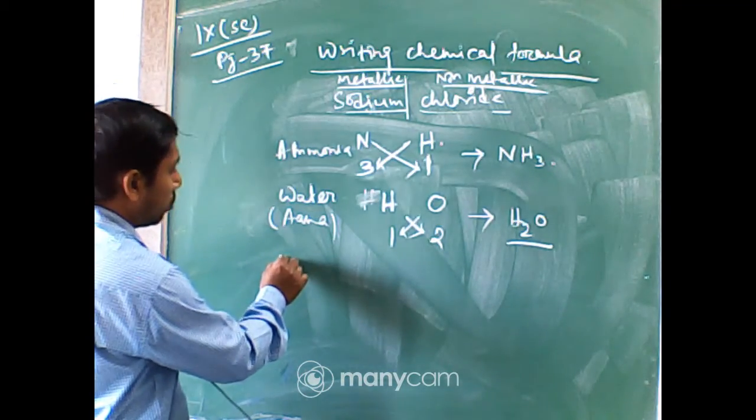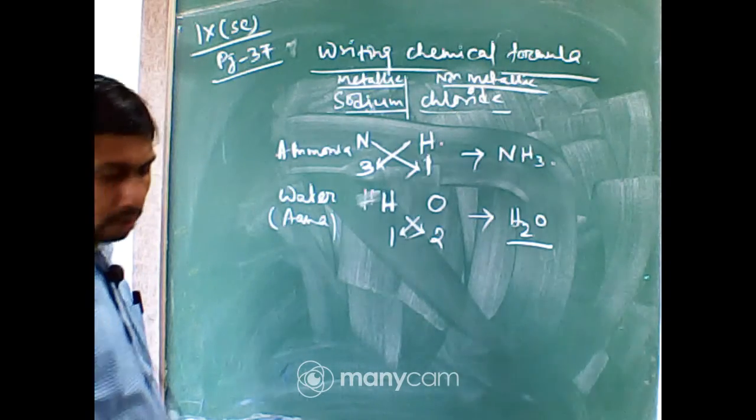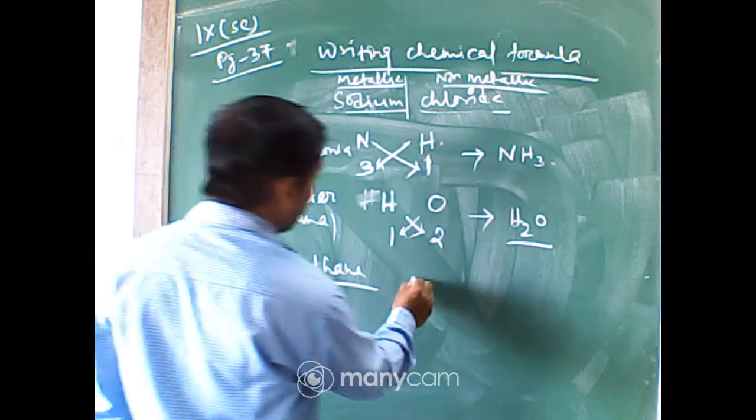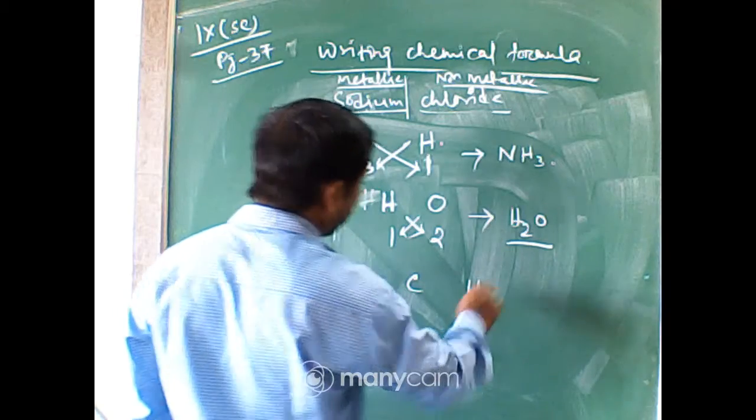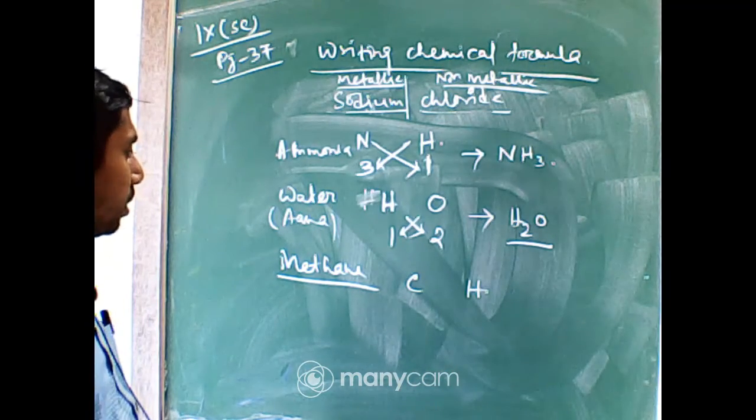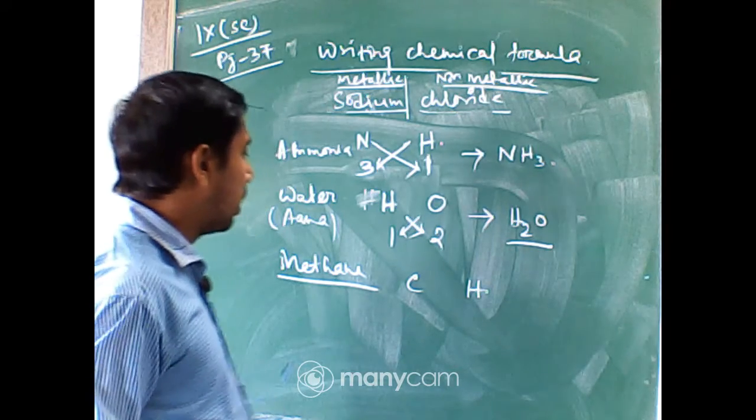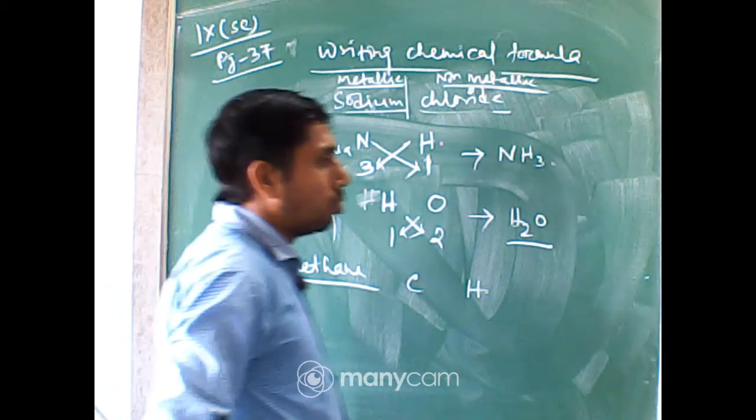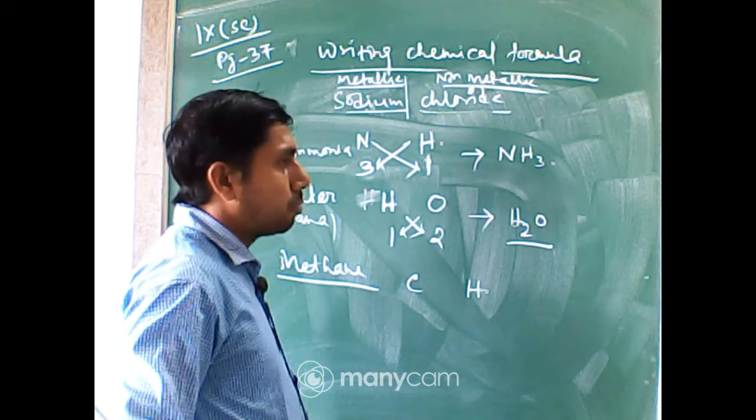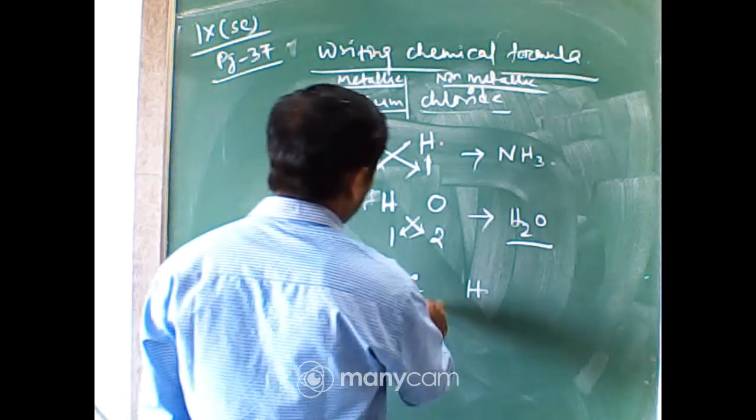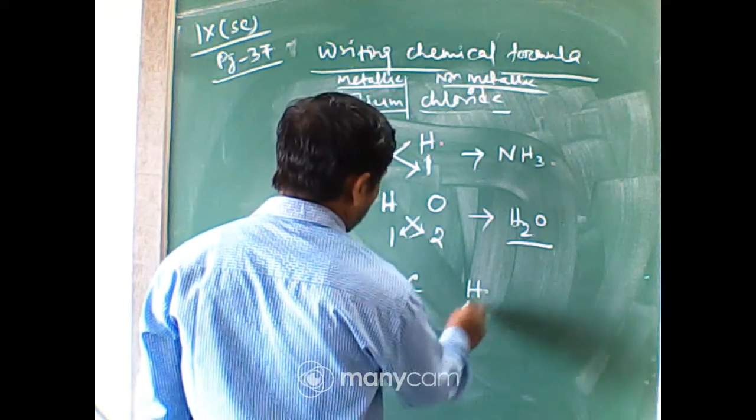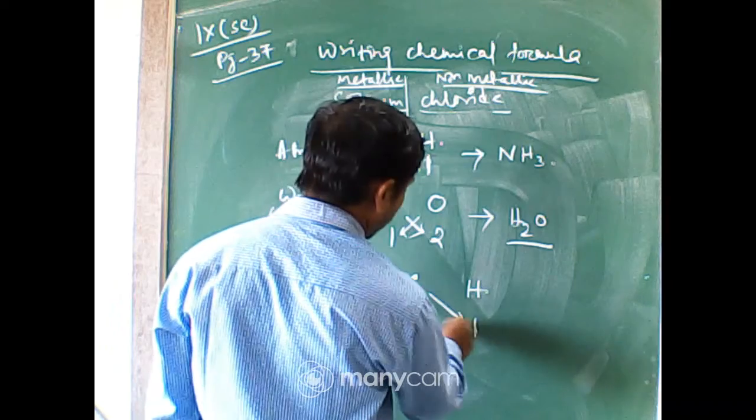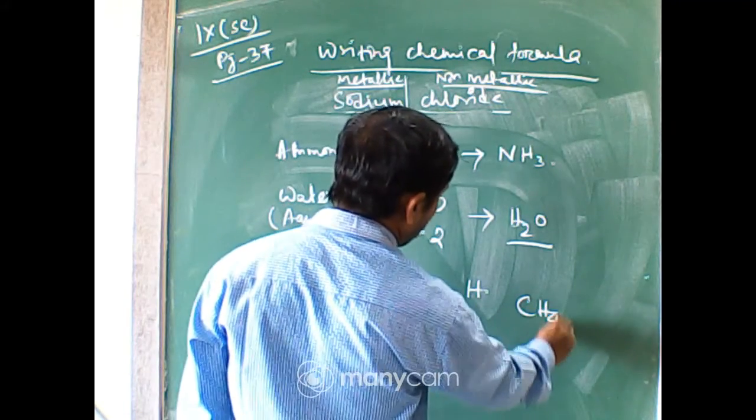Next, come to one more example, that is methane. Methane is a compound of carbon and hydrogen. Now, carbon has a valency of 4 and hydrogen has a valency of 1. So, when we cross multiply, we have to think about the valency also, because we have to neutralize the charge. So, carbon's valency is 4 and hydrogen's valency is 1. So, cross multiplying it, CH4.